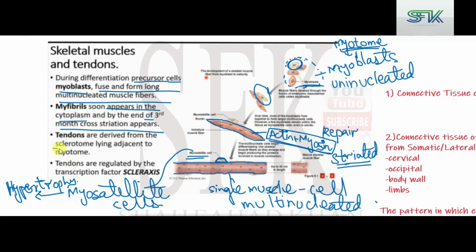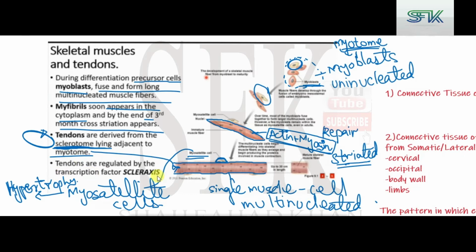Tendons are derived from the sclerotome. Sclerotome was one of the derivatives of the somites, which we talked about, and they lie adjacent to the myotome. These sclerotome help in the formation of tendons. So muscles are formed from the myotomes, but the ends of the muscles from where they are attached to the bones, that is the tendons, are derived from the sclerotome.